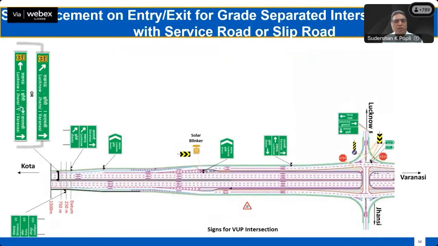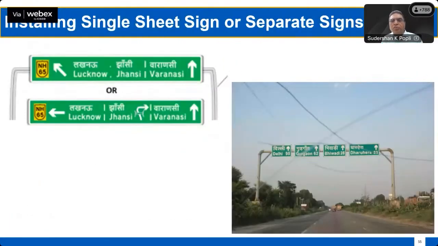See, for gantry mounted signs, installing a big sheet like this, 12 meter or 15 meter wide, I spoke to the sheet suppliers. They say it is difficult to handle. Moreover, the gantry has to be designed for wind load and all those things. If we put the signs as separate signs, attention is quick for the road users, and it is easy to handle.